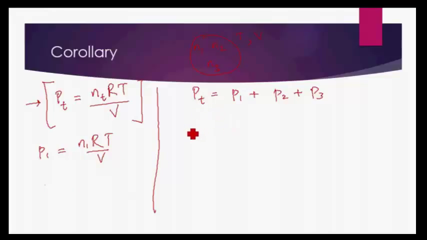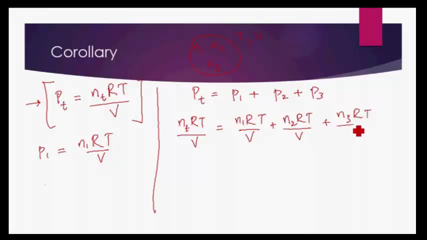So just substituting those values here, I get NT RT by V is equal to N1 RT by V plus N2 RT by V plus N3 RT by V, or NT is equal to N1 plus N2 plus N3, since you cancel RT by V from both sides. This is quite obvious: if you have to calculate total number of moles, you simply sum the individual moles of various gases, and that is another reason why gases have to be non-reactive in nature. Unless they are non-reactive, this equation will not hold.